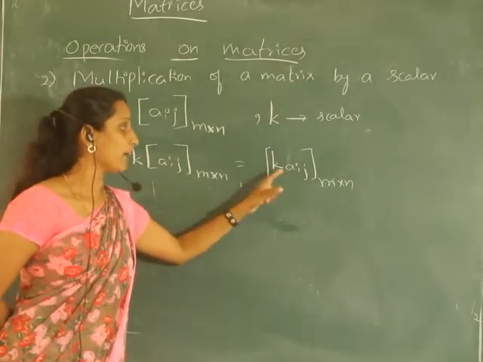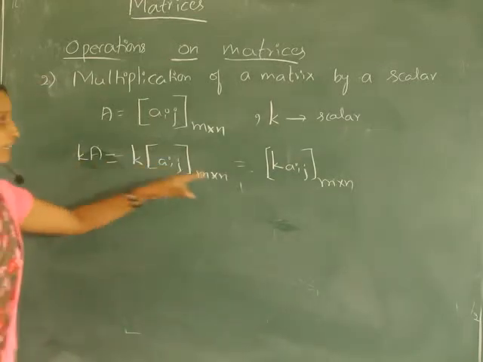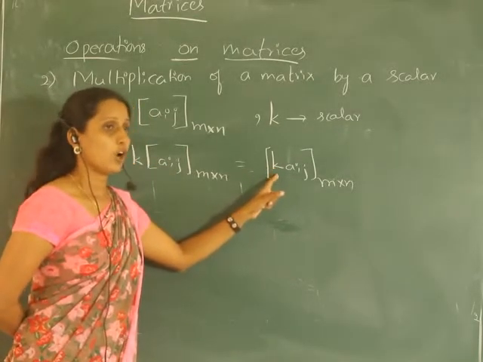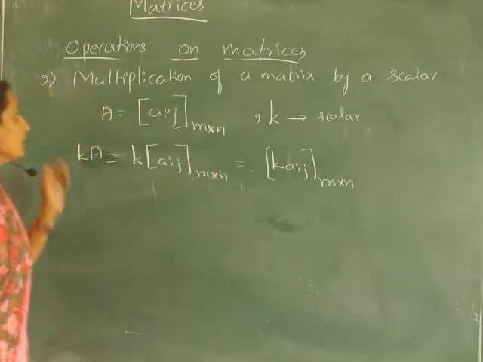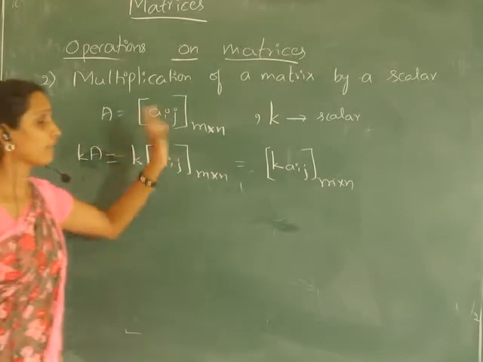Each entry of that matrix will be multiplied by that constant k. So this is the scalar multiplication of a matrix, or multiplication of a matrix by a scalar.